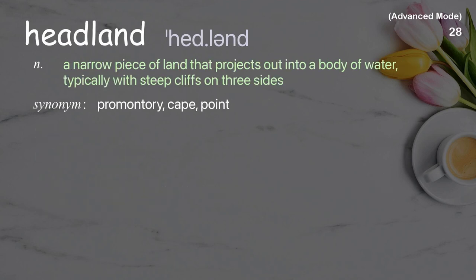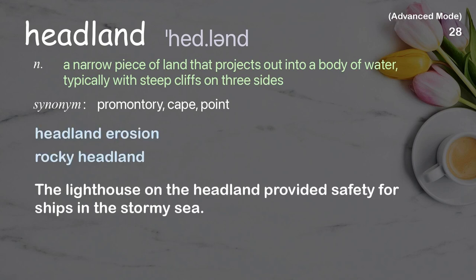Headland. A narrow piece of land that projects out into a body of water, typically with steep cliffs on three sides. Examples: headland erosion, rocky headland. The lighthouse on the headland provided safety for ships in the stormy sea.